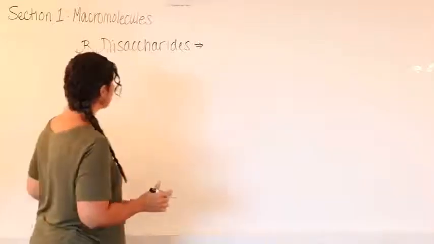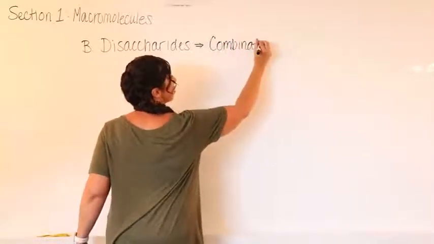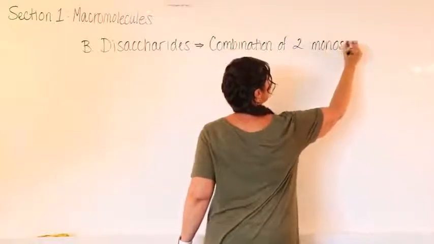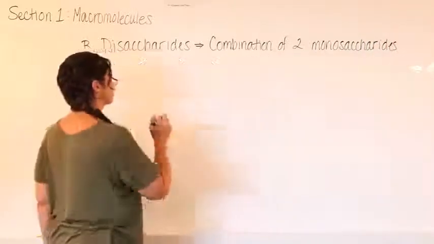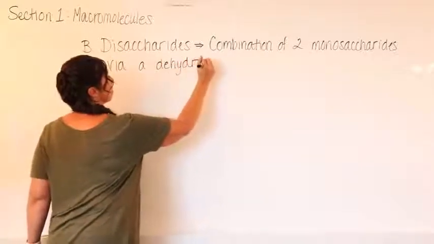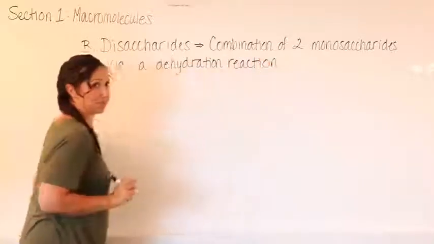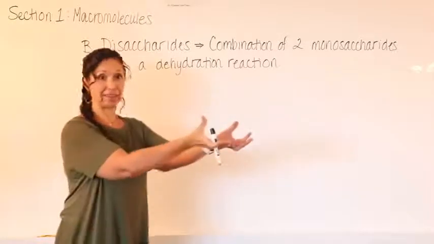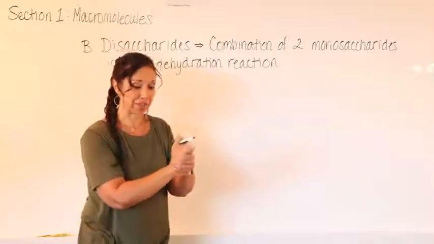So in order to make a disaccharide, this is the combination of 2 monomers, of 2, I'll say 2 monosaccharides, via a dehydration reaction. All right, now here's where it gets really fun, because when 2 monomers come together, they create a disaccharide on the other side, but the link between the 2 is very unique. So let's show what that looks like really quickly.